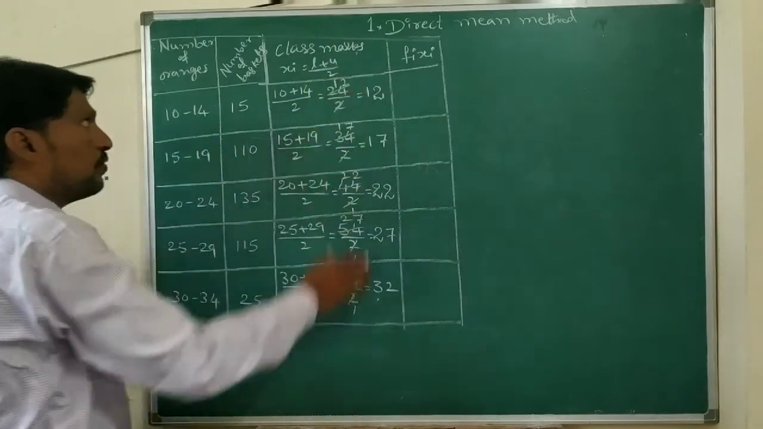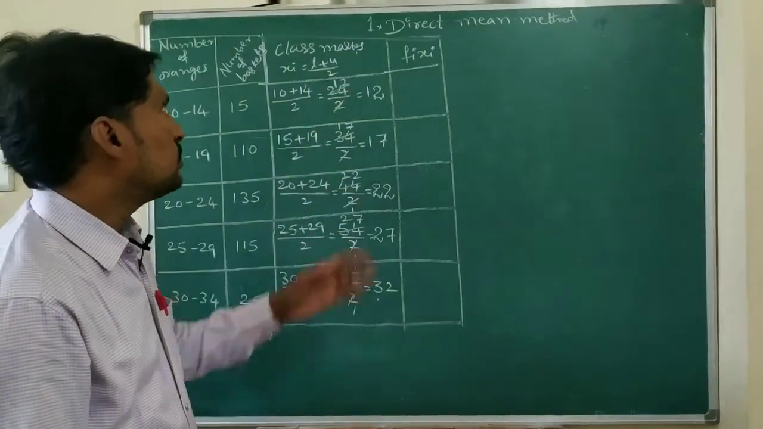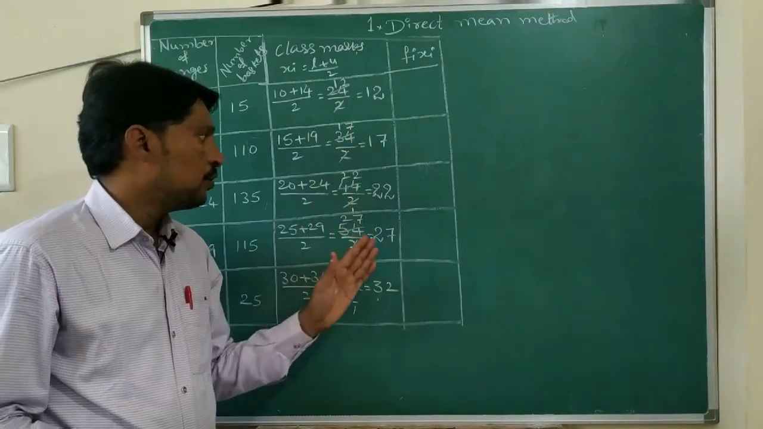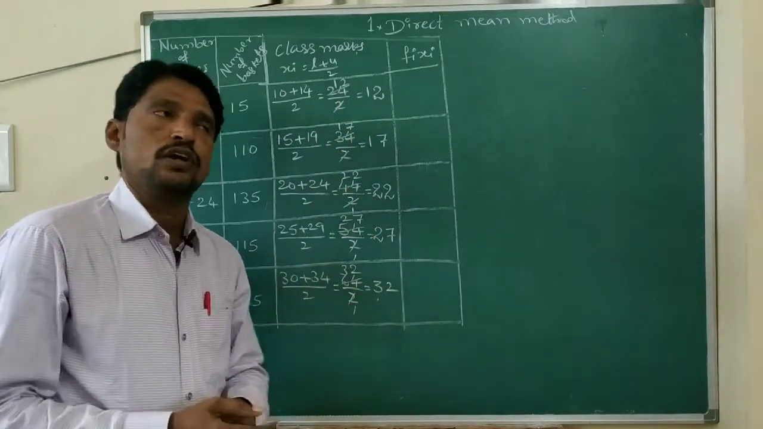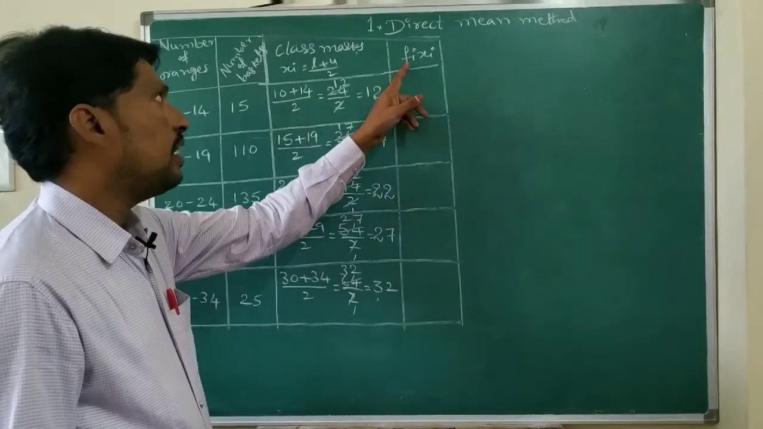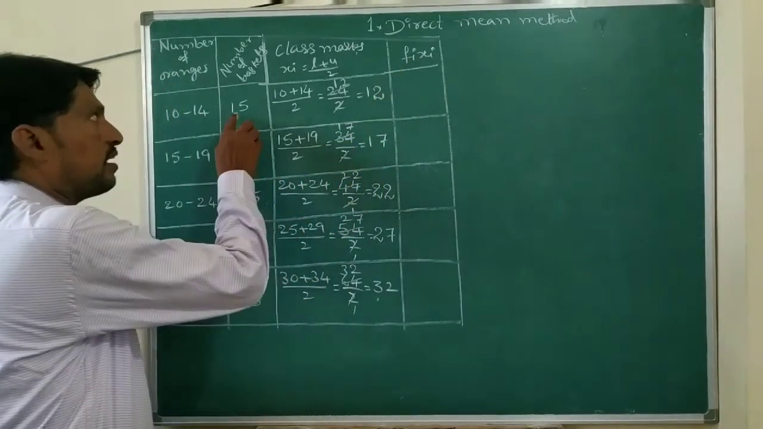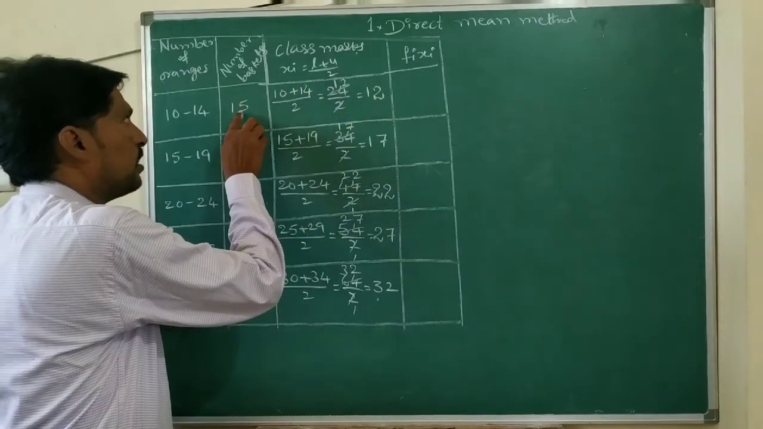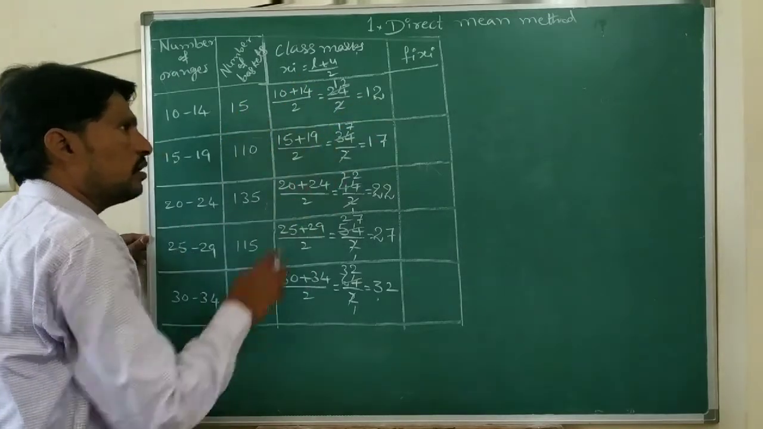So now we have the class marks: 12, 17, 22, 27 and 32. Now we need to find fi xi, that is frequency times class mark. First frequency is 15 and class mark is 12.